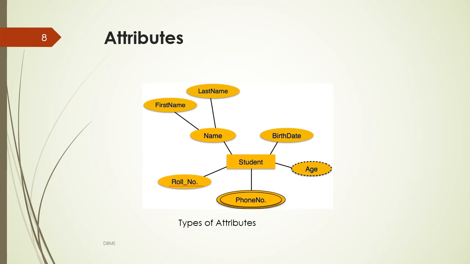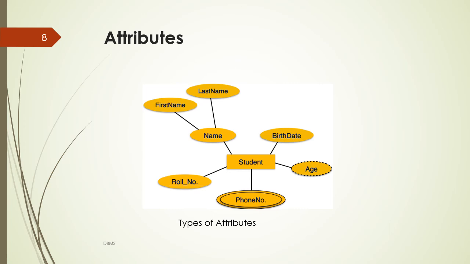We shall see the types of attributes. You have an entity student, and roll number, name, birth date, age and phone number are all the attributes of a student. Roll number is underlined, and it tells you that it is a key attribute. A key attribute is an attribute which is used to uniquely identify an entity. You know that roll number is unique to each student. So if you simply give a roll number, you can get all the details of a student. So it is a key attribute.